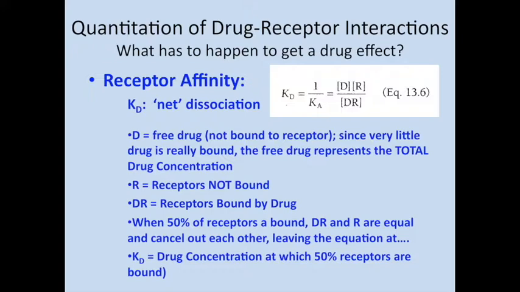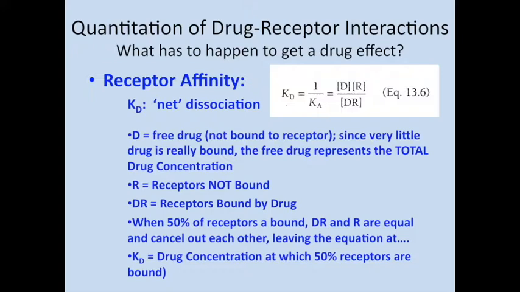And that comes from equation 13.6 here, KD, and you can sort of do the math. I'm going to jump a little bit on this, try to shortcut it, but add a few slides to hopefully make it a little more clear. But KD is basically the free drug, which is D, times the free receptor concentration, which is R, divided by the drug receptor concentration, DR. That's out of the text. You can see where that originally came from if you want.